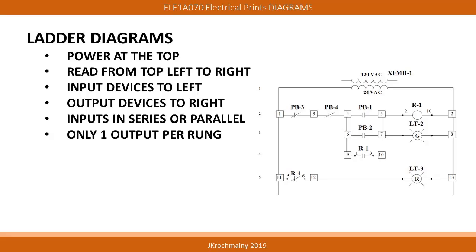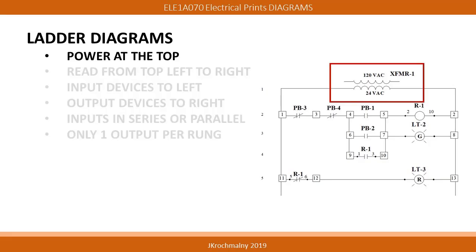Number 1, the power of the system is always located at the top. Number 2, read from top left to right. Number 3, input devices are shown to the left. Number 4, output devices are shown to the right. Number 5, inputs are either in series or parallel configuration. And number 6, only 1 output per rung.